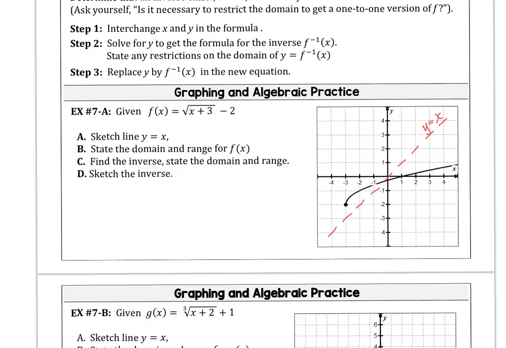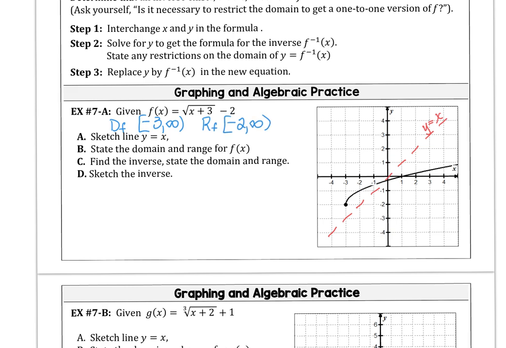The domain and range for f of x: you can see that our function begins at (-3, -2). So our domain for f is from -3 to infinity. And then our range for f is going to be from -2 inclusive to infinity.